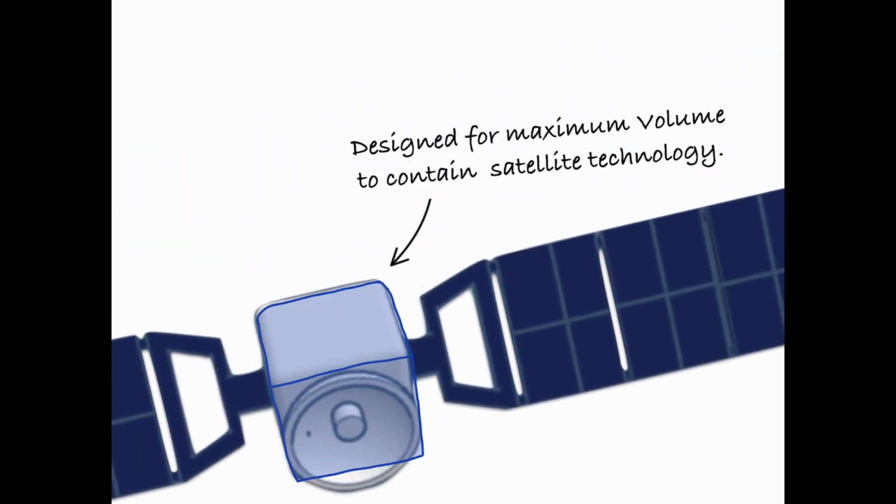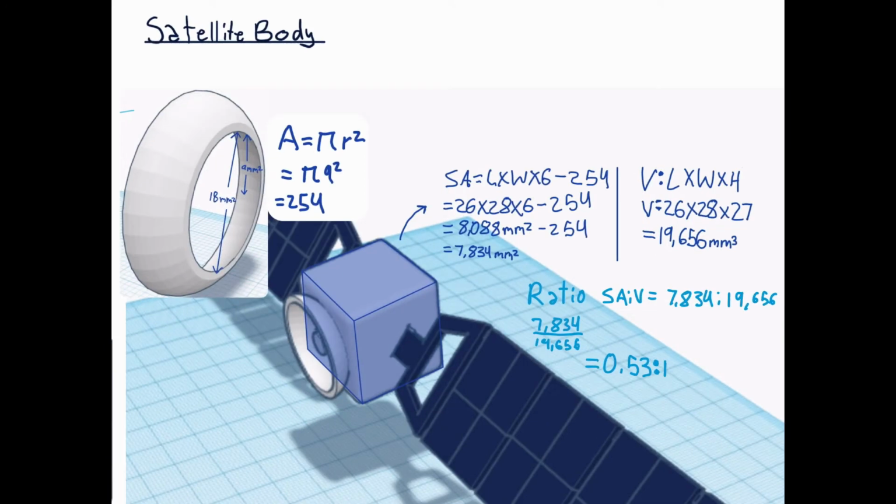This cube is designed for volume to contain satellite technology. This was the easiest part to calculate because cubes are very straightforward. I did, however, have to subtract the area of the back of the satellite dish that was touching the cube to get an accurate calculation for surface area. As the ratio shows, this was correctly designed for maximum volume.